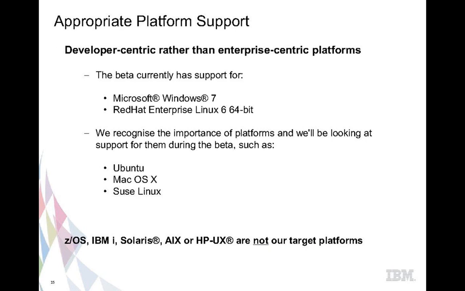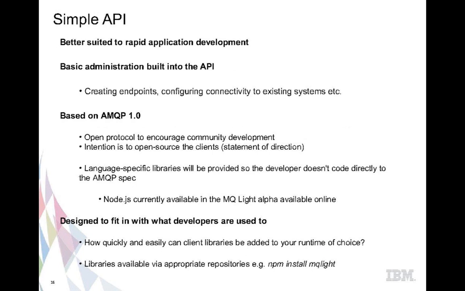Right, so the next one is Simple API. It's best suited for rapid application development where you get started sending messages with less than 10 lines of code, and the administration is built into the API as discussed, so you don't have to create topics or queues. In fact, creating endpoints is taken care of by the API, and this is based on AMQP 1.0.